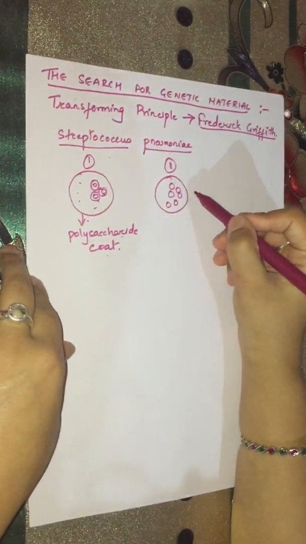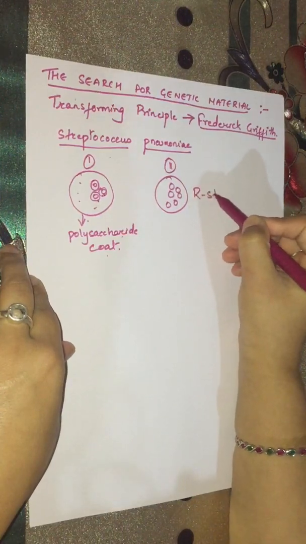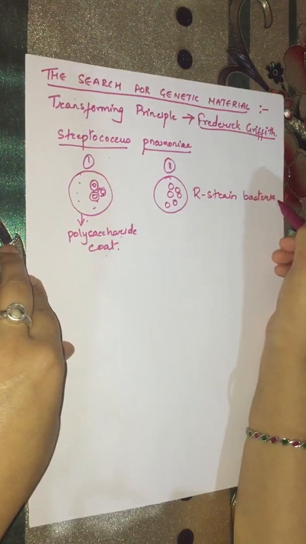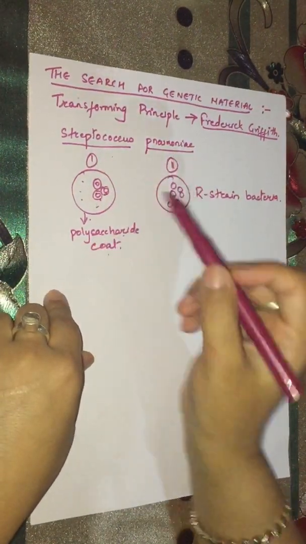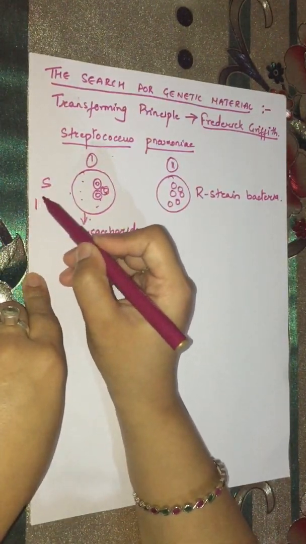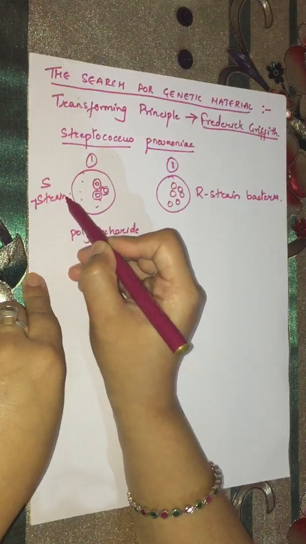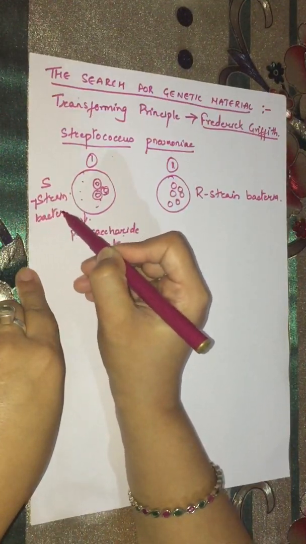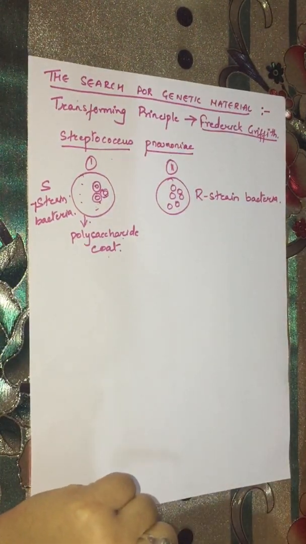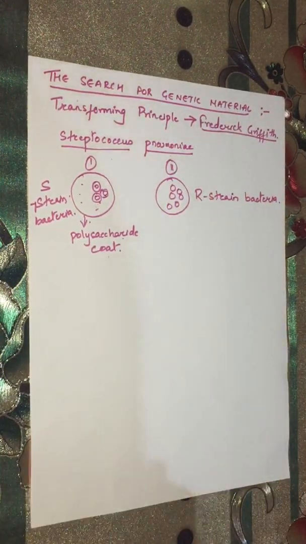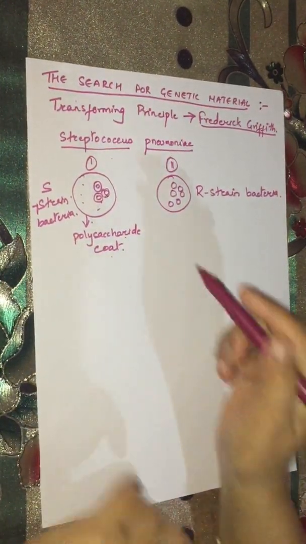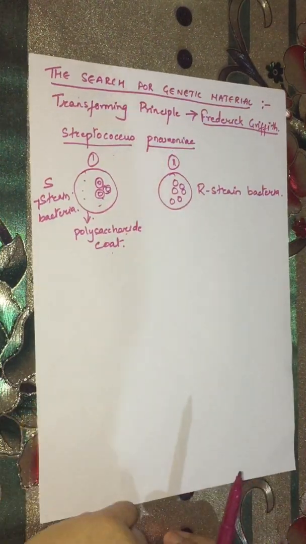So this was named the R strain bacteria. Now R strain is Streptococcus pneumoniae, and this was the S strain bacteria, that is also Streptococcus pneumoniae. Now he did some experiment with this Streptococcus pneumoniae.